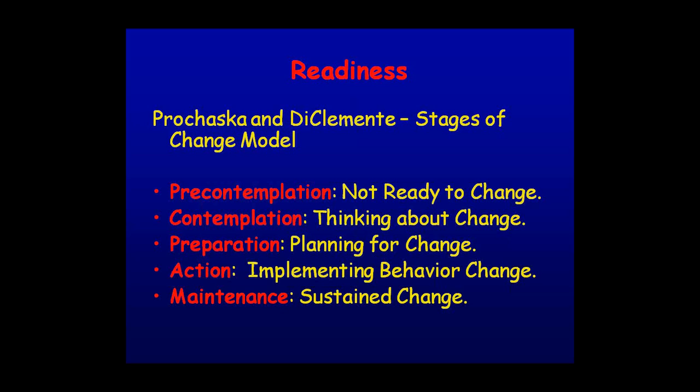The first stage is pre-contemplation, when the patient is not ready to change and not ready to quit drinking or using. The contemplation stage is when patients are thinking about change, the ambivalence stage, which is really when the patient wants to do it and doesn't want to do it. The preparation stage is when patients are planning for the change, which means that they've resolved that ambivalence. They decided, okay, I'm going to stop drinking, but I don't know how to do it, which leads to the action stage, which is implementing the behavior changes, working with them on the skills to do it. And maintenance is basically sustaining this change.